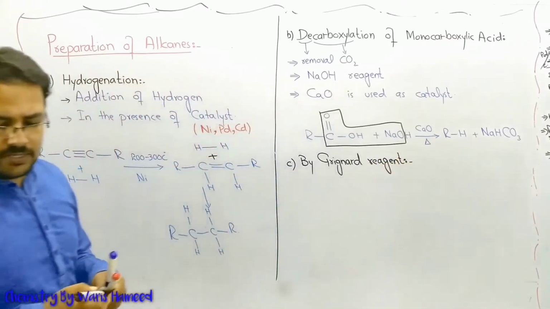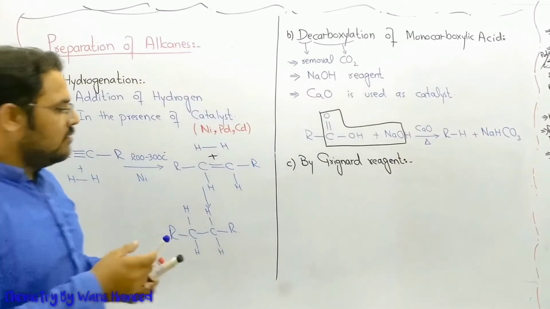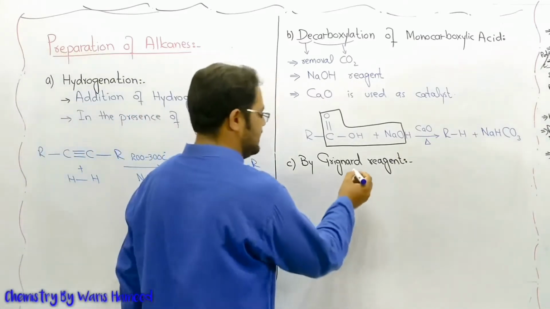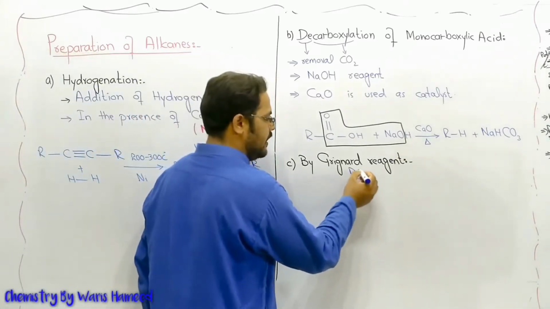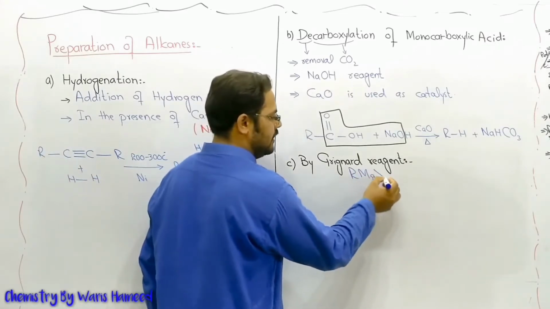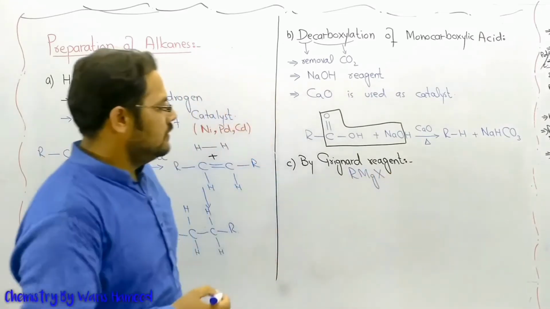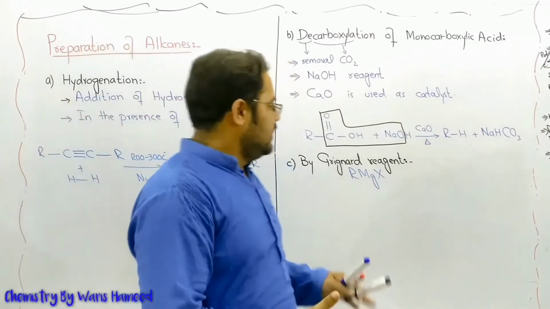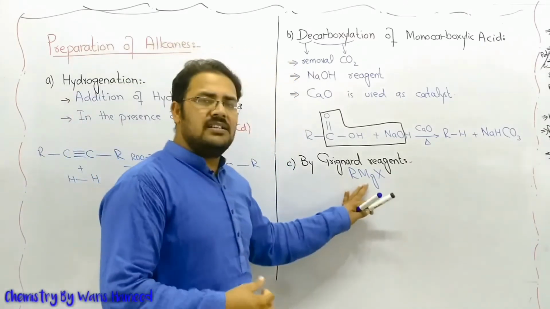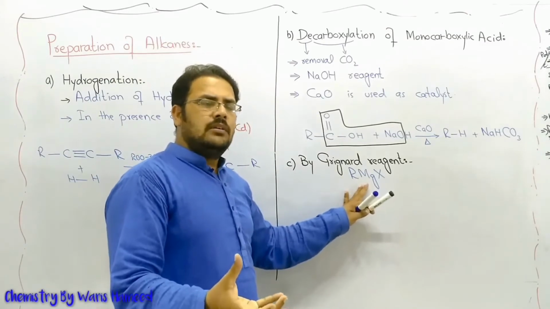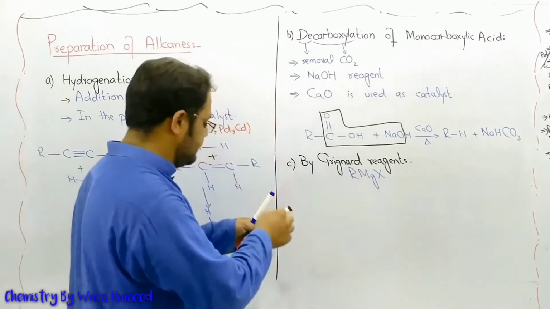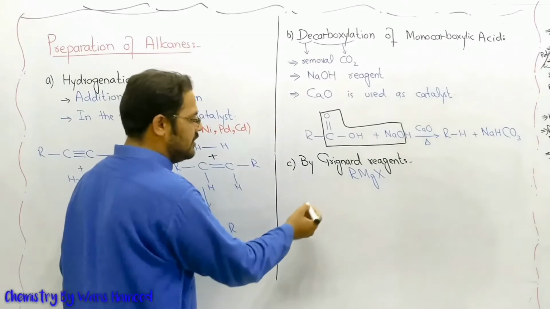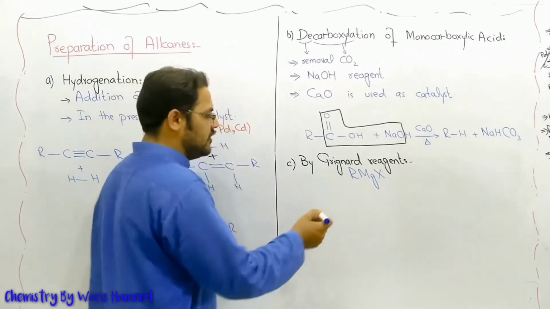By Grignard reagent, we know that Grignard reagent is R, Mg, and X. We can form many things from Grignard reagent, and when we react Grignard reagent with water molecule, it forms alkane.